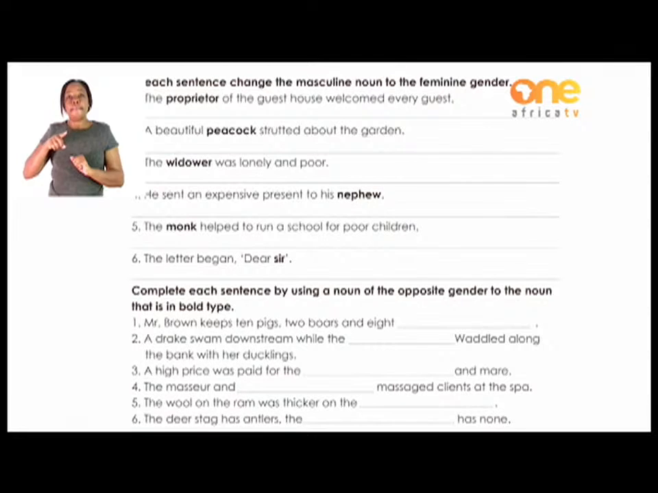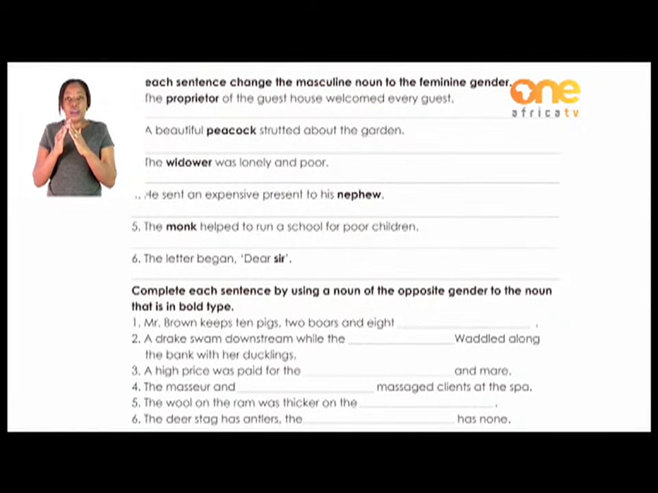So each word which is bold is in masculine, is in male gender. Now change it to a female. If it was a girl or if it was a woman, how will you call that word? Or how will you call that gender? Number one, the proprietor of the guest house welcomed every guest. The proprietor is the word which is bold in that sentence. So, the proprietor is the owner of the guest house. Proprietor refers to an owner. He's the owner of the guest house.